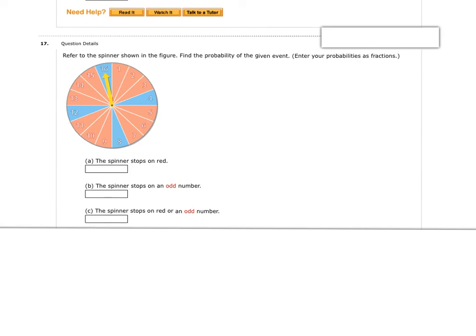All right, next up here, one more probability. So we want the probability that the spinner stops on red. So red, let's see, how many do we have here? Well, there's 16 total. And how many reds are there? There's 12. So I would just reduce that to 3/4. An odd number, well, an odd number, I think half of those are odd, right? So it's 8 out of 16 or 1/2.